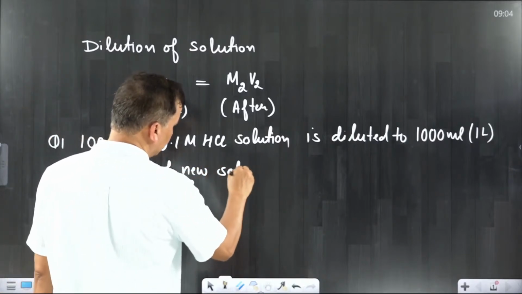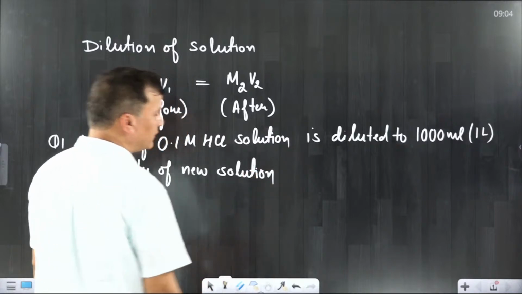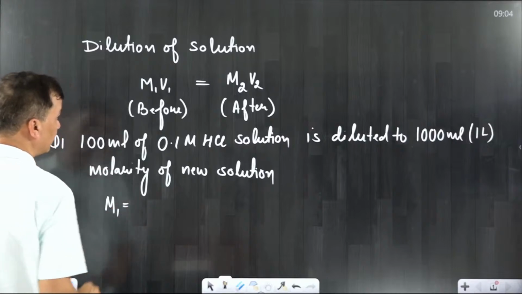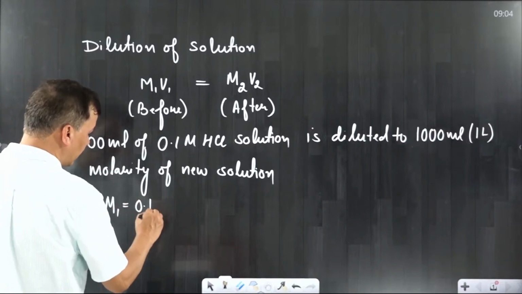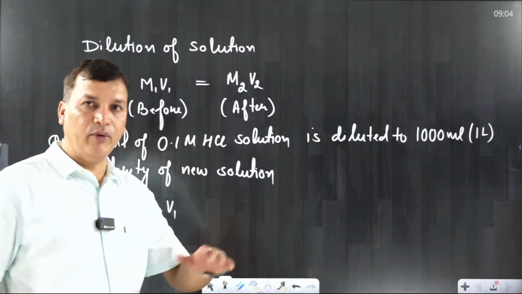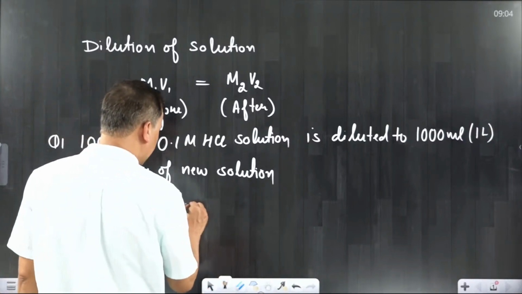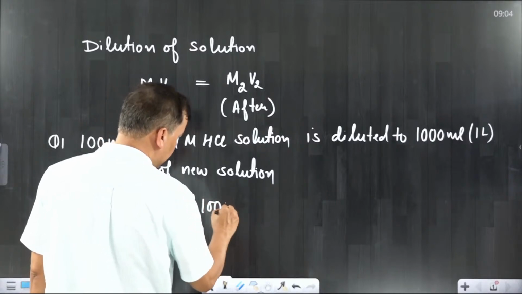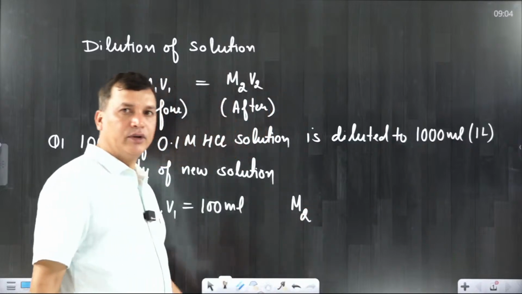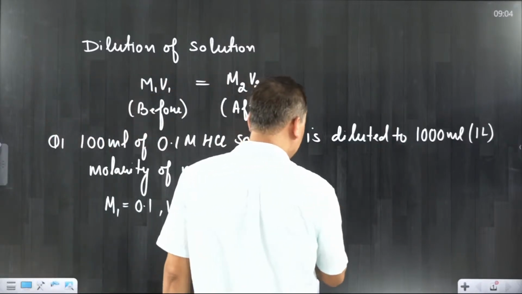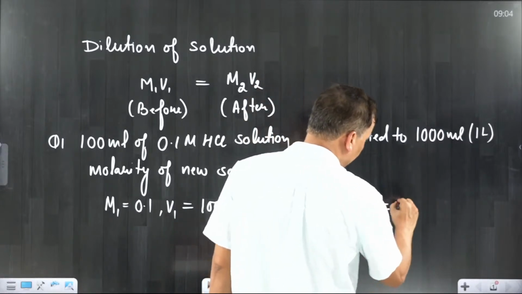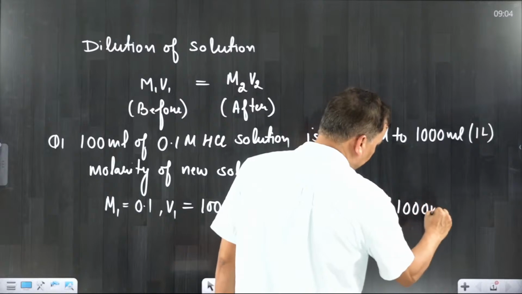You got my point or not? Please tell me, what is M1 here? M1 is the molarity before dilution, that is equal to 0.1. And V1 is the volume of solution before dilution, that is equal to 100 ml. Now M2 is the molarity after dilution, that we have to find out. And V2 is 1000 ml, since it is diluted to 1000 ml.